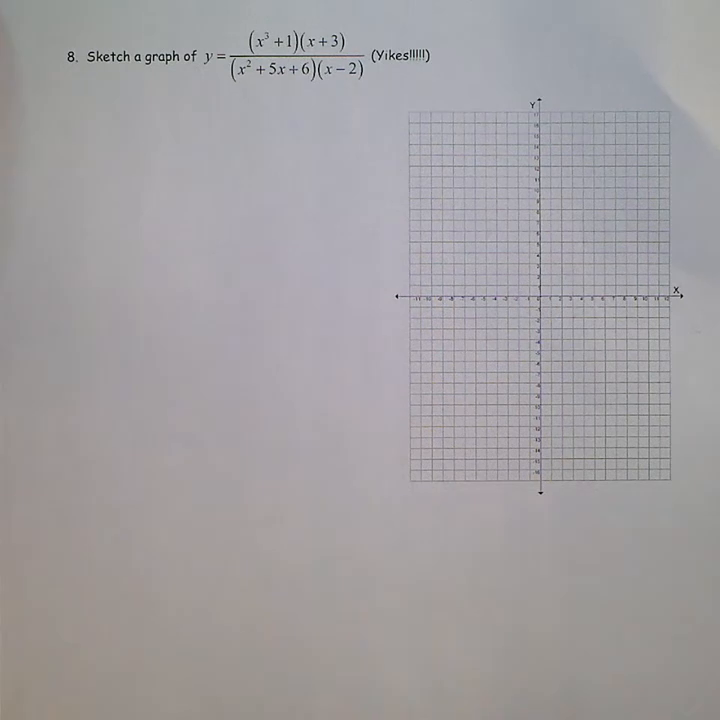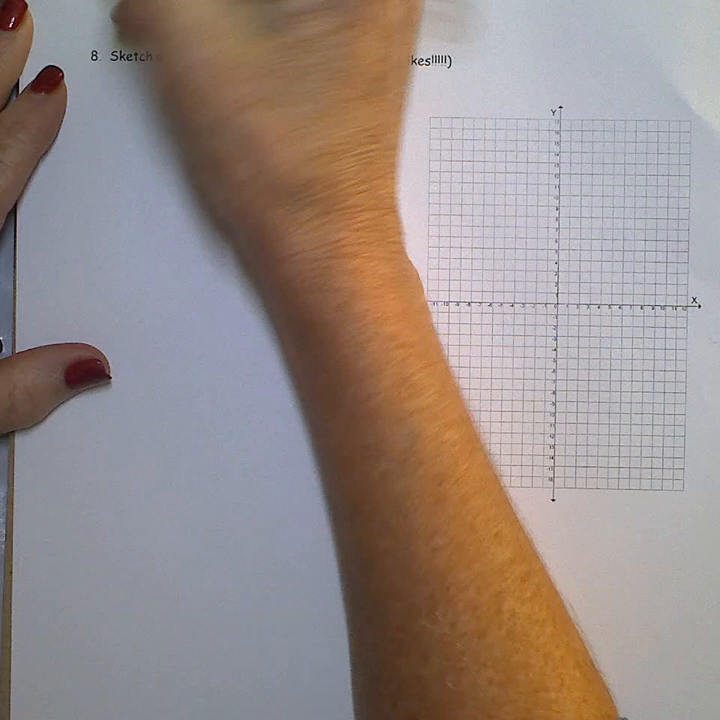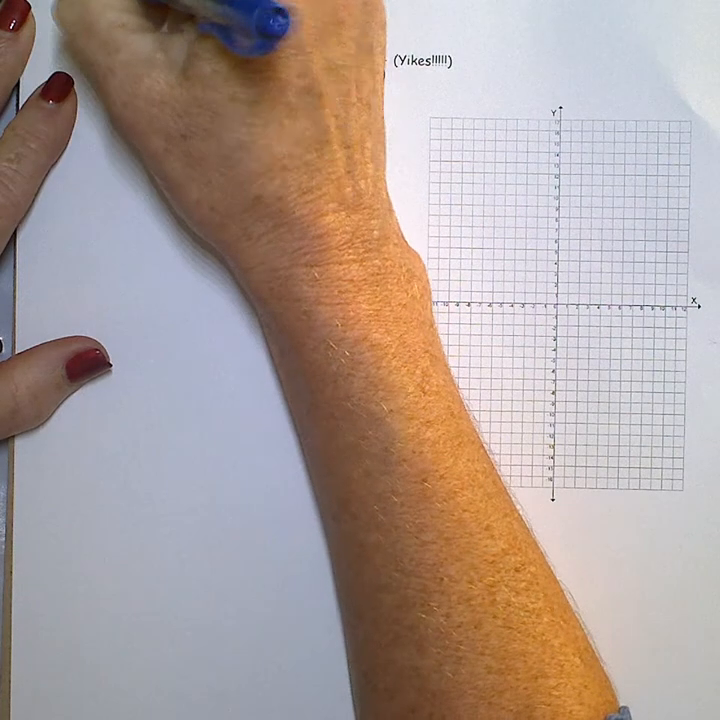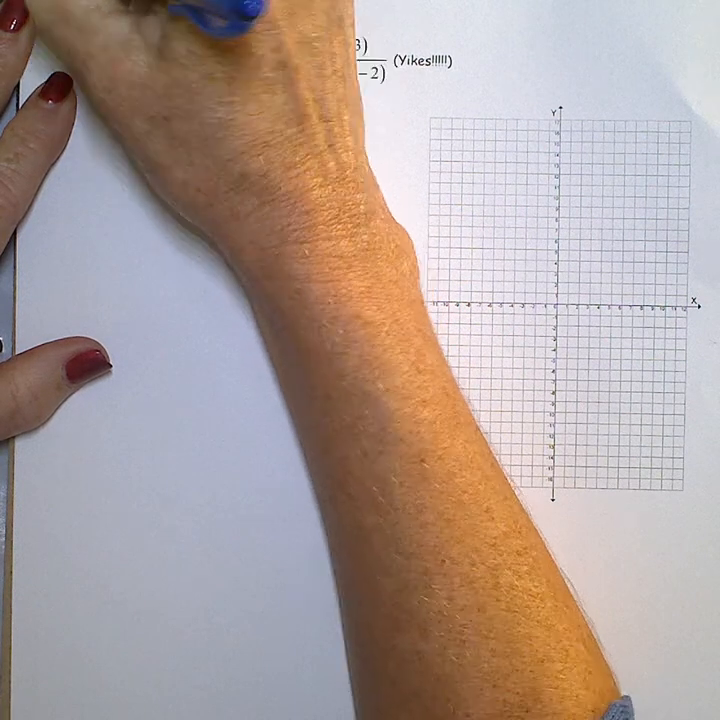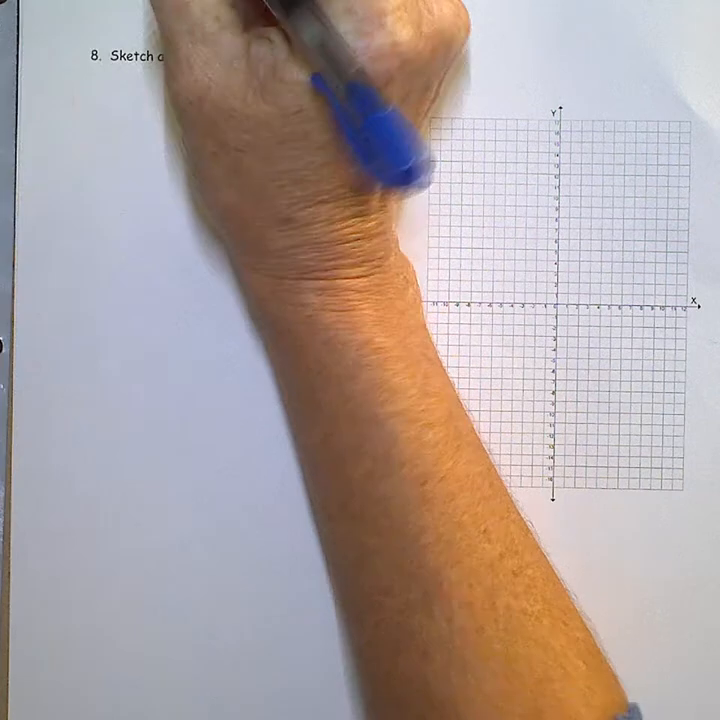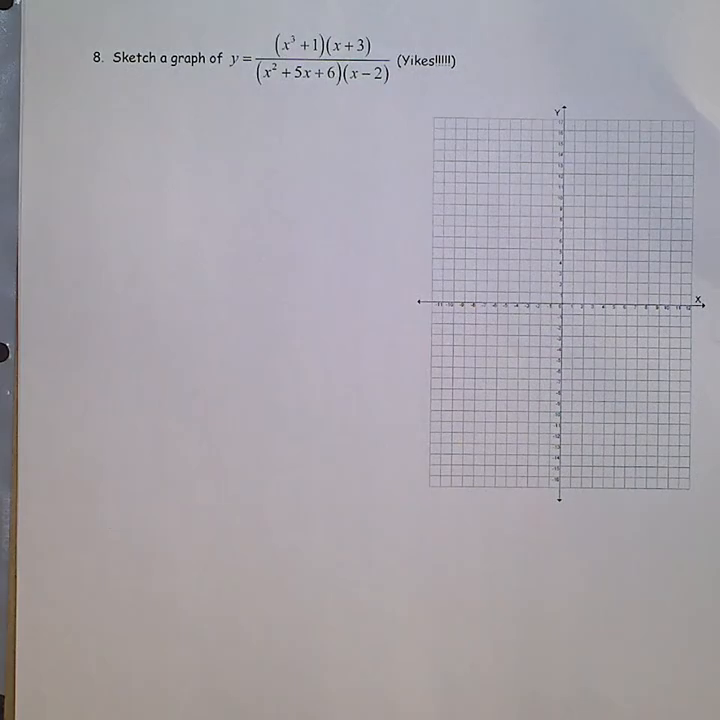Today is October 27th, Tuesday. All right, we are going to sketch a graph of this. X cubed plus 1 times x, times x plus 3, all over x squared plus 5x plus 6, over x minus 2. Yikes.